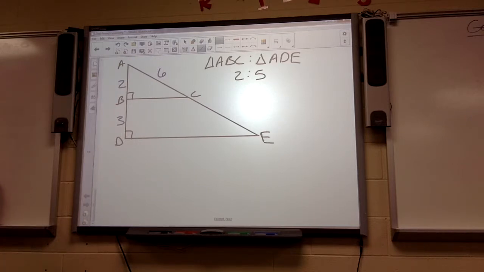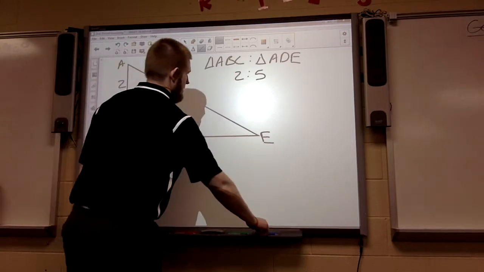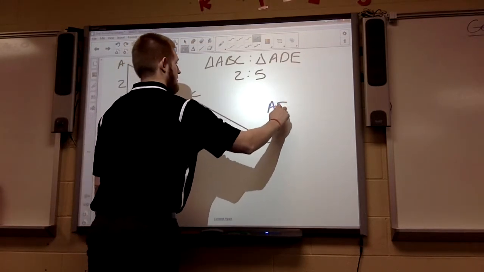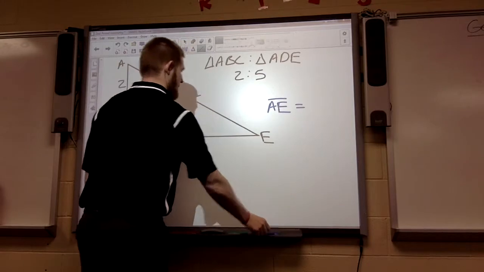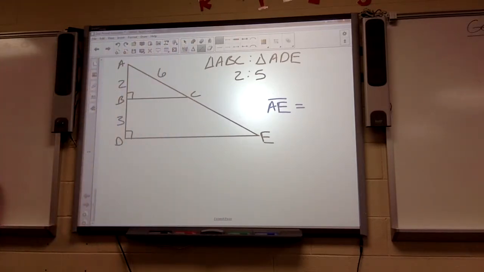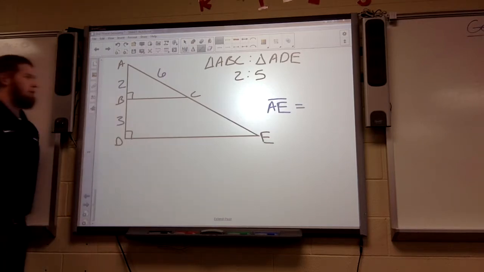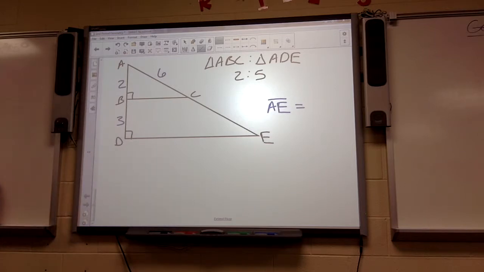Okay. I want to know the length of AE. That's my goal. Figure out the length of AE. Looking at my two different triangles, I already know my ratio is 2 to 5, right? Can anybody point or explain to me how I got 2 to 5? Because I just made that up in my head by looking at this triangle. How did I get that?